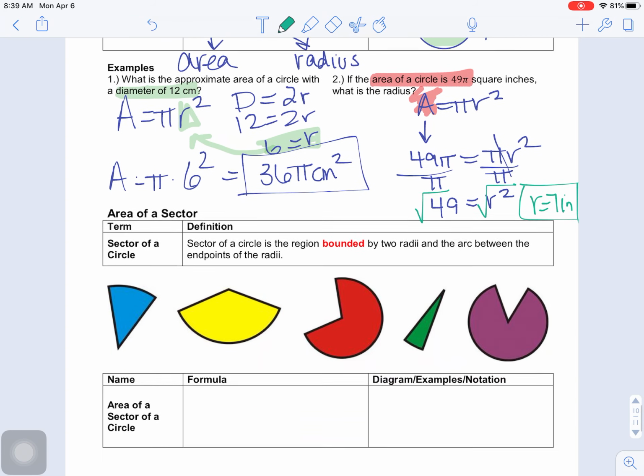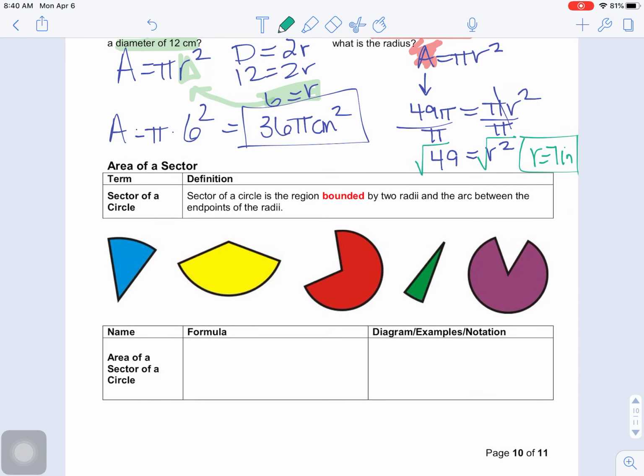Moving on to the next section, we want to look at area of a sector. And here this definition for area of a sector is very important. A sector of a circle is the region bounded by 2 radii and the arc between the endpoints of the radii. So again, your sectors can look like a piece of pie, a very large piece of pie, like these two examples, or a very tiny piece of pie, like this example here. And this shape almost looks like the entire pie with one slice missing.